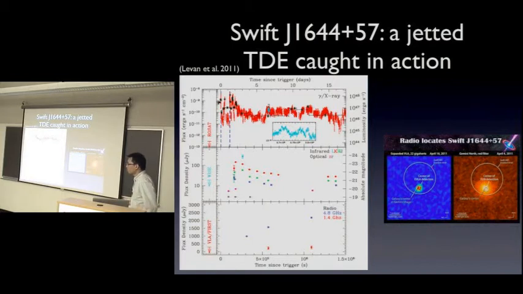And that doesn't tell you that it's from the disruption event, right? The radio should come from the jet, and if the light is coming from the jet, then you can say that it's a tidal disruption. And it can be a mini quasar as well.